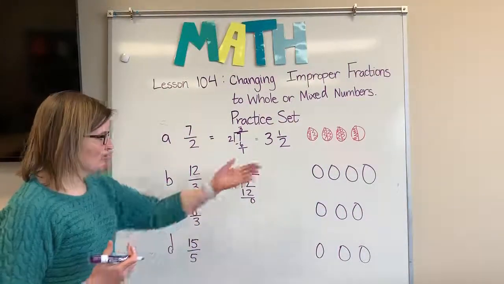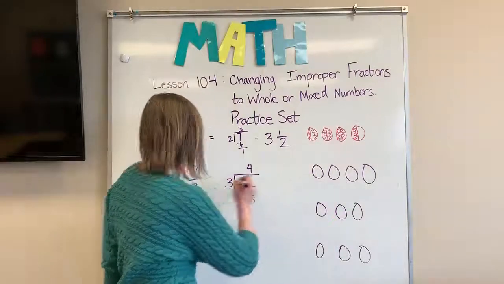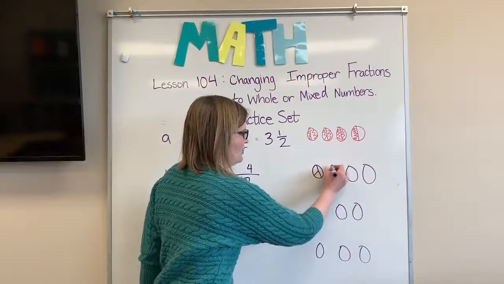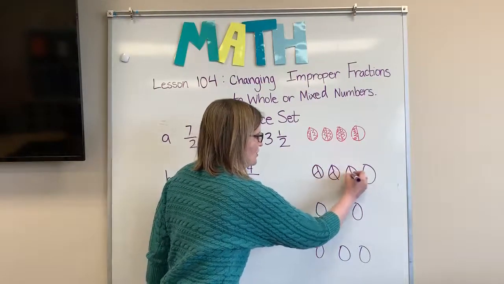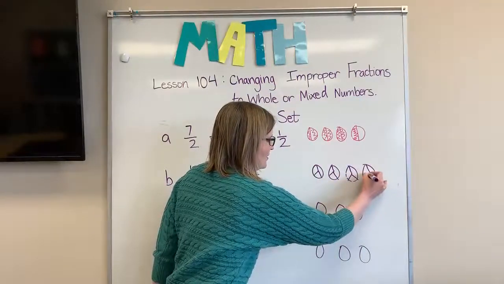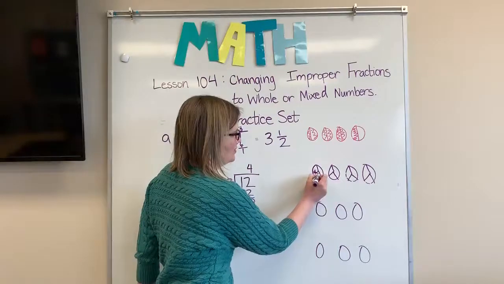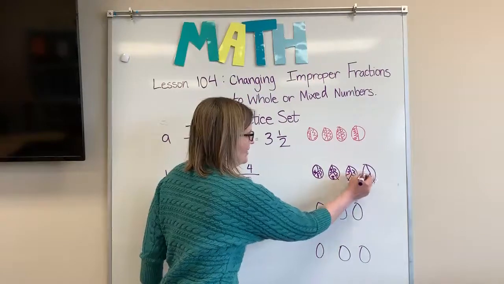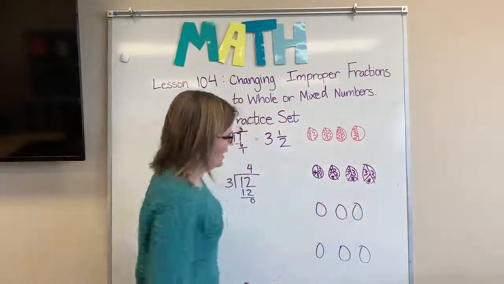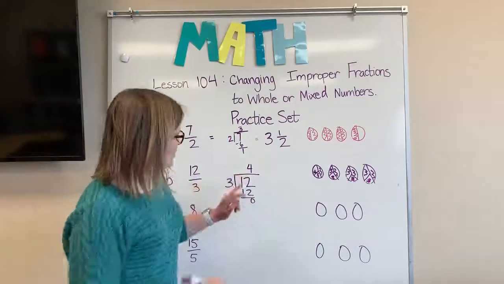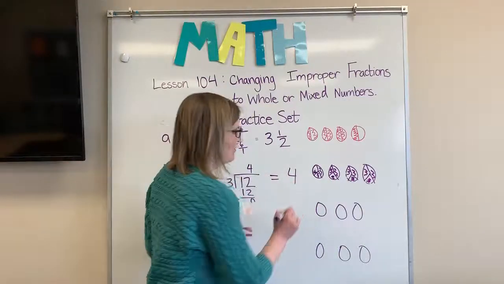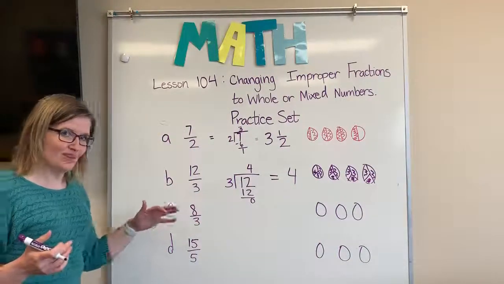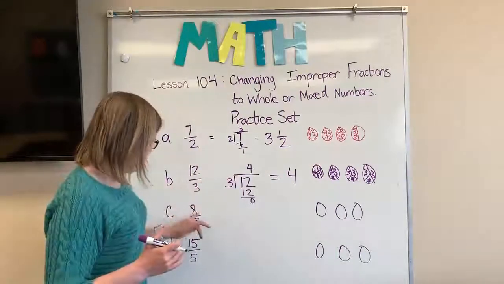So this is how we would represent this if we were drawing it. We have thirds, and we would cut this up into thirds. And let's count how many pieces. 1, 2, 3, 4, 5, 6, 7, 8, 9, 10, 11, 12. And as you can see, 12 thirds equals 4 wholes. 1, 2, 3, 4. Yay! Don't you love when it all comes together so smoothly?